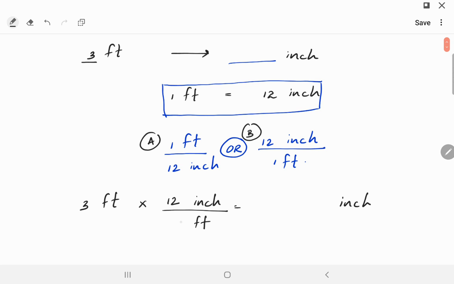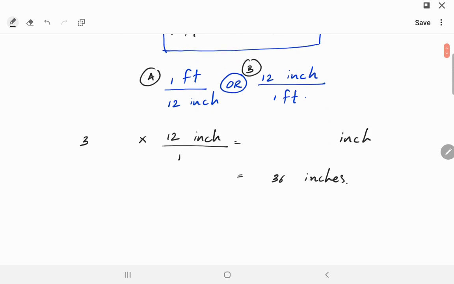So 12 will be on top, 1 will be at the bottom. Why did we use feet at the bottom? Because feet to feet will cancel out, so your answer will be in inches. 3 times 12 is how much? 36 inches. So the answer is 36. This is how you do a unit conversion in US units.